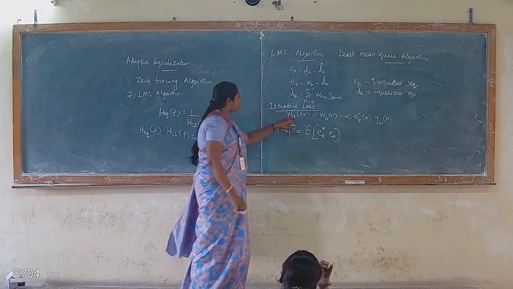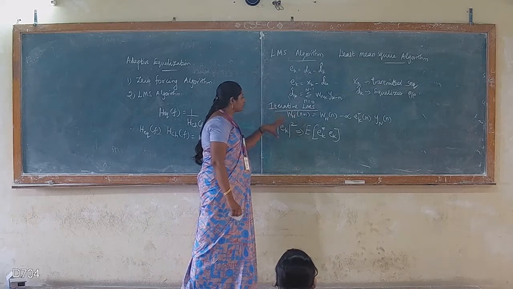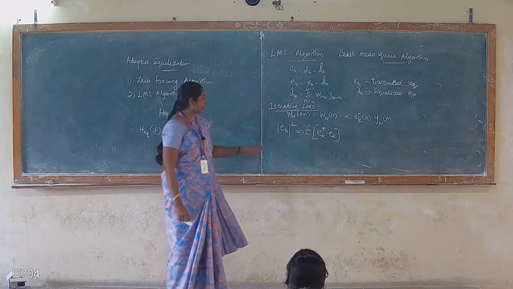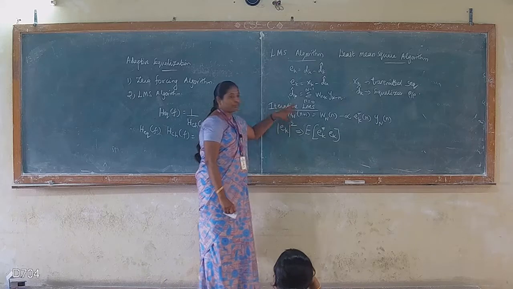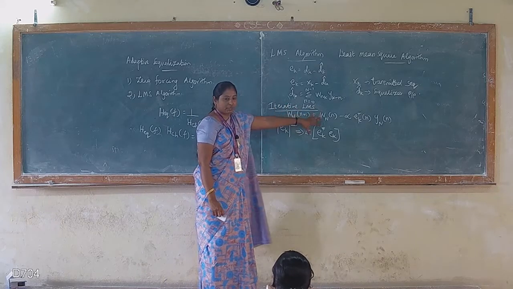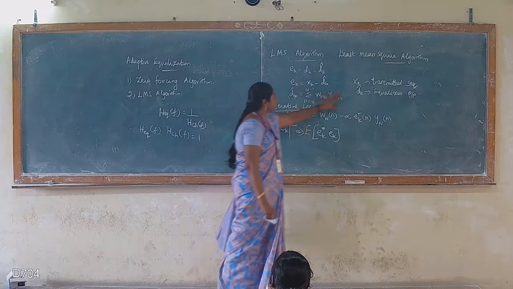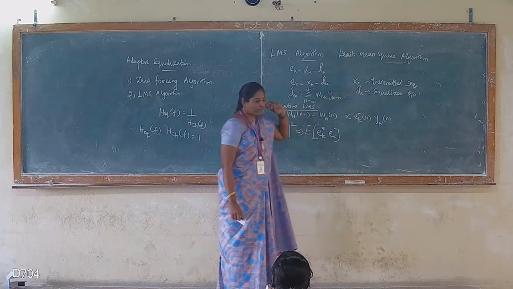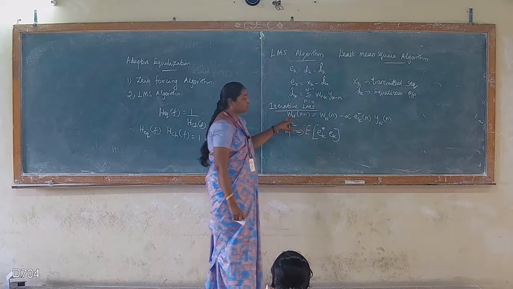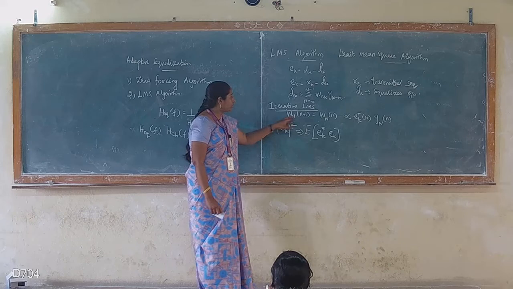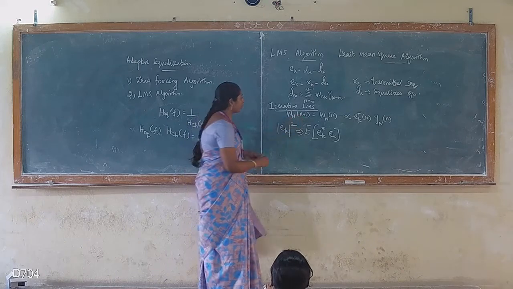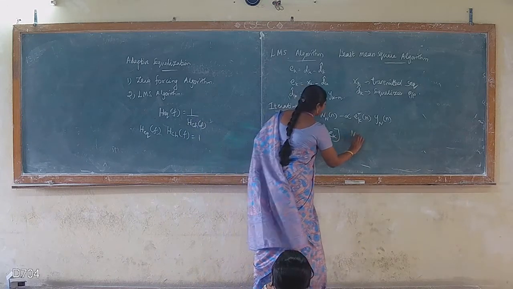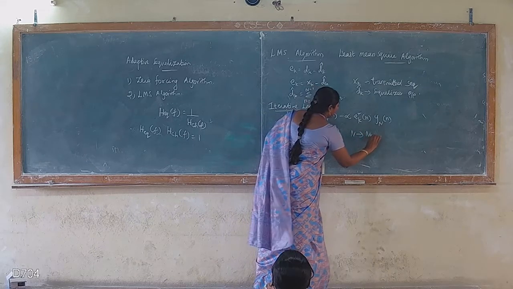So in the iterative LMS algorithm, what is the procedure? At every stage the weight is updated based on the error between the desired response and the actual response. So this is the weight updation algorithm, W_n(k+1). Here the capital N represents the number of delay elements.